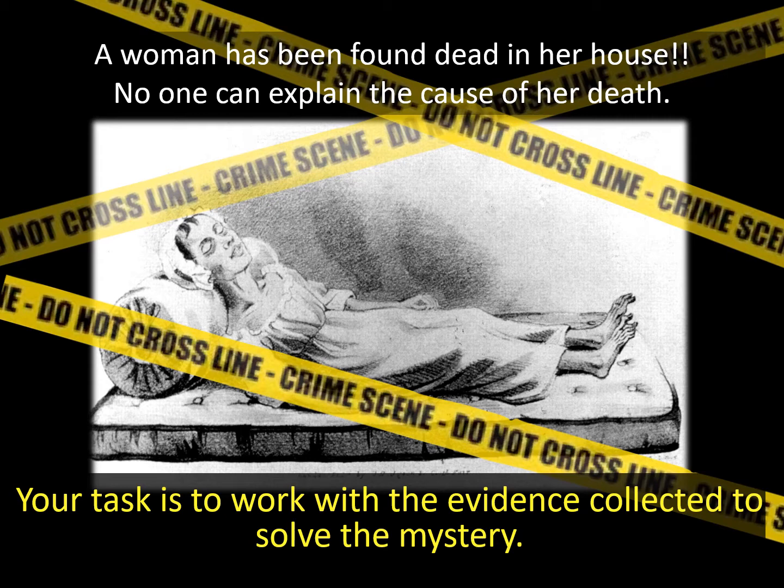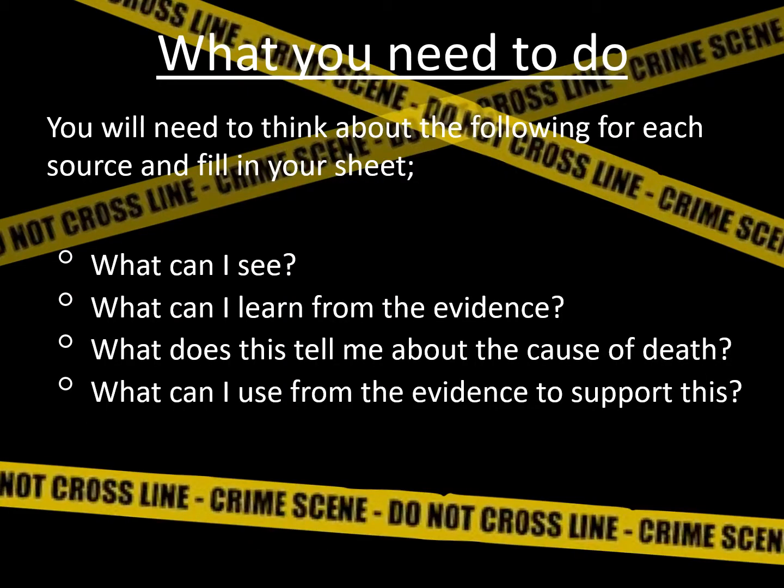Your task is to use the evidence sheets that are on the team and provided on the next couple of slides to help work out what actually killed this woman and solve this mystery. What you're going to need to do is think about the following thing for each source that you see and fill it in on the sheet as we go.